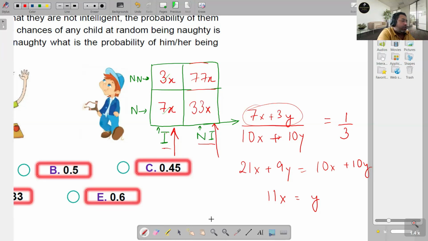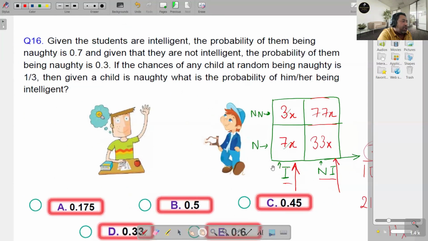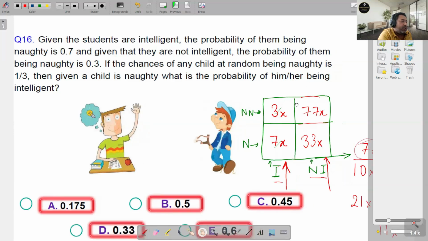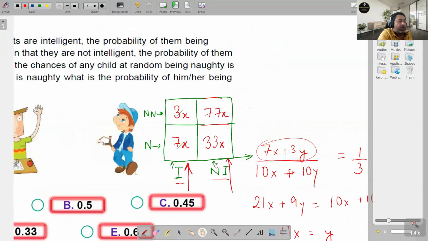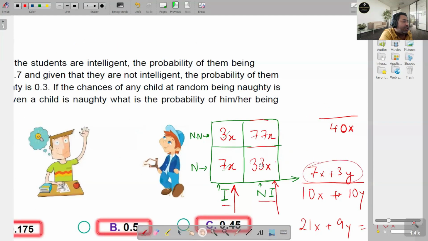Right. Now the question is asking that given a child is naughty, what is the probability of him being intelligent? Okay. So given a child is naughty, how many naughty children are there altogether? You can see there are 40 naughty children. Correct. 40x. These are the naughty children. Now, how many of them are intelligent?